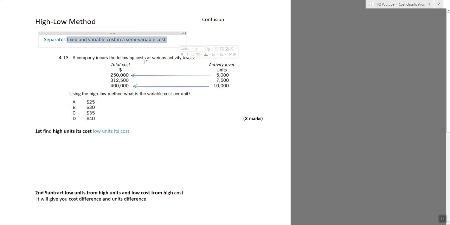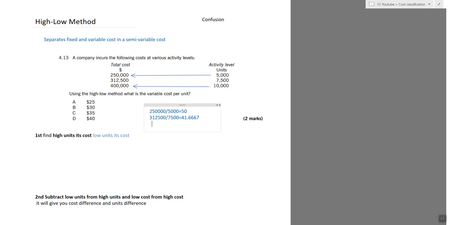A company incurs the following costs at various activity levels. We have units given and we have cost given. Remember, it is not fixed cost because it changes. If it were fixed cost, it would not change. But let's see if it is variable cost. If I take 250,000 divided by 5,000, we have 50. If I take 12,000 divided by 500, it becomes 7,500. If I take 400,000 divided by 10,000, it is not the same per unit as well.